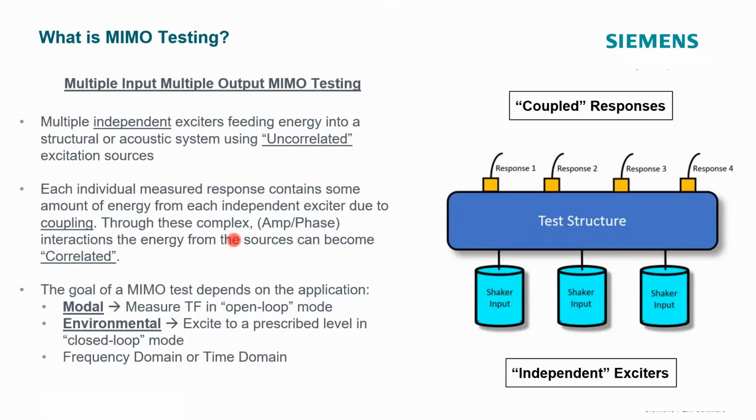So what is MIMO testing? Just to kick things off here, get us on the same page of what we mean by MIMO testing. You see the structure over here. So we've got multiple independent exciters feeding energy into this system. And these are going to be either a structure or it could be an acoustic system. From the shaker inputs, these are starting out as uncorrelated excitation sources. And that's a very important concept there, that they are uncorrelated. And we'll go through why that is.